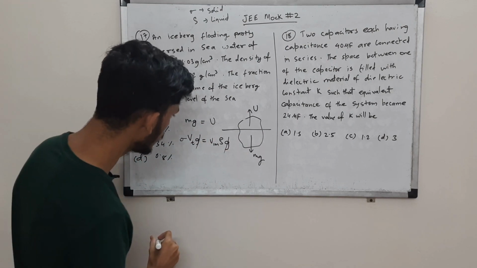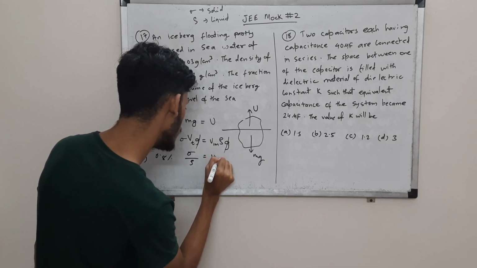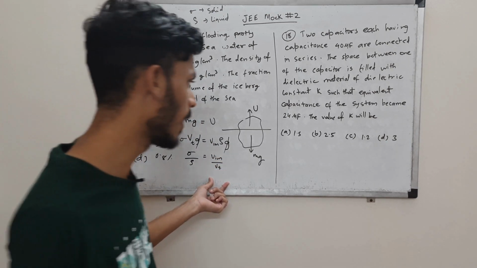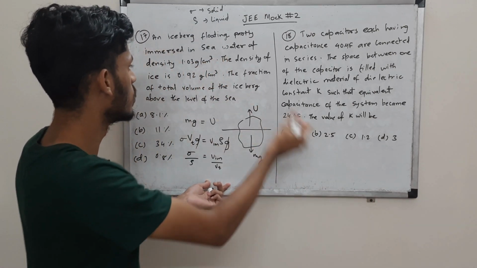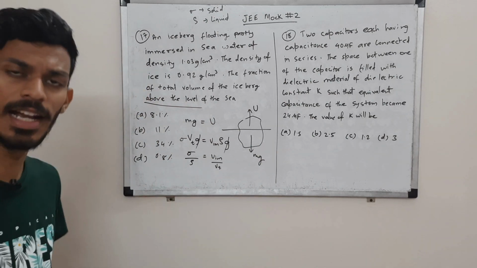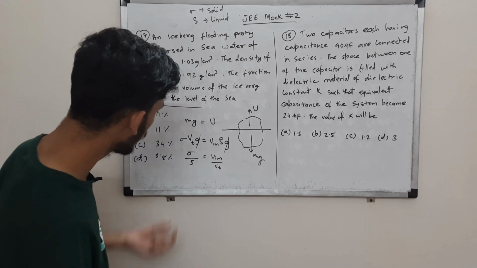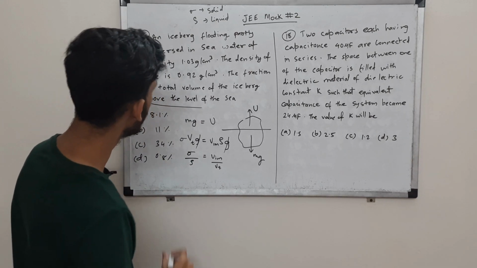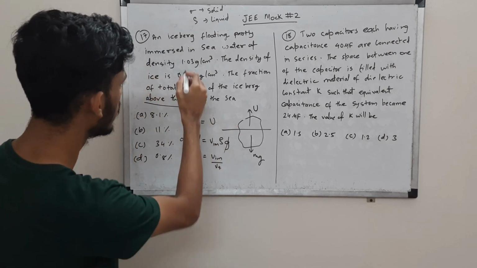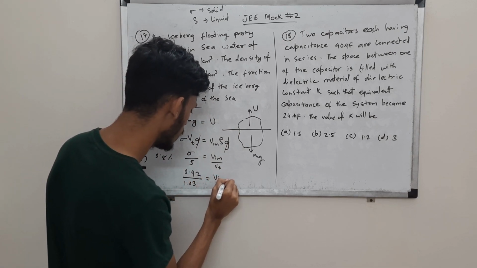Now you can clearly see that sigma by rho will be volume immersed by the total volume. This is the fraction of the volume immersed. You are supposed to find the volume that is exposed, the fraction of volume above the sea level. So we'll find the total volume minus the volume which is inside the sea level, that is the part that is shown. Sigma, if you see, is 0.92, right? Density of ice 0.92 and density of seawater is given as 1.03. This is volume immersed by Vt.